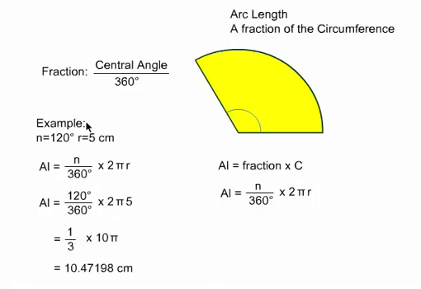Okay? So your formula: arc length is a fraction of the circumference. The fraction is n out of 360. Circumference is 2 pi r. So it's n out of 360 times 2 pi r.